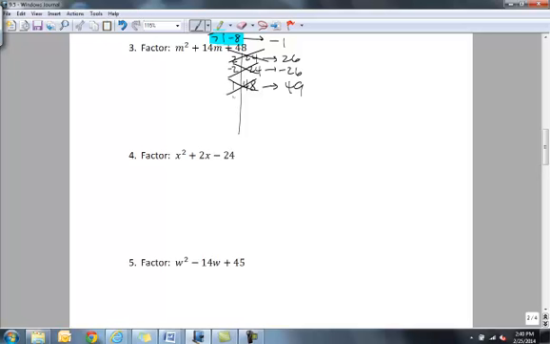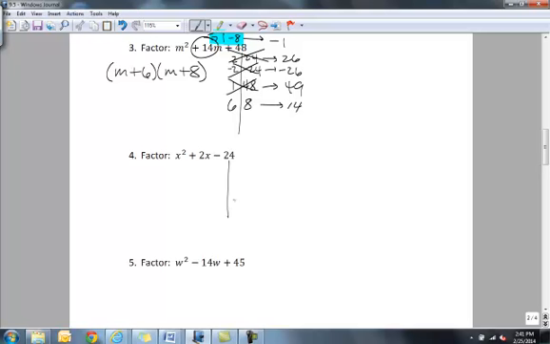I'm hoping that you're thinking 6 times 8. Because 6 times 8 is 48, and 6 plus 8 gives us 14. And that's what we were looking for. We were looking for a 14 from that middle term. So when we try to unfoil this, we're going to get m plus 6 times m plus 8. Again, you should be able to get really fast at this. Given enough time and practice, you should be good.